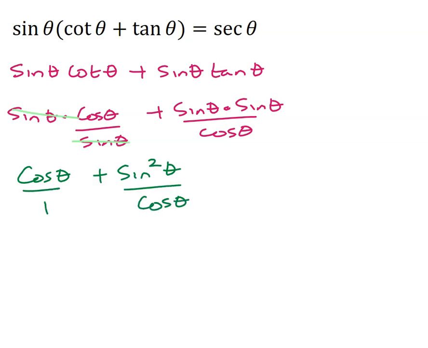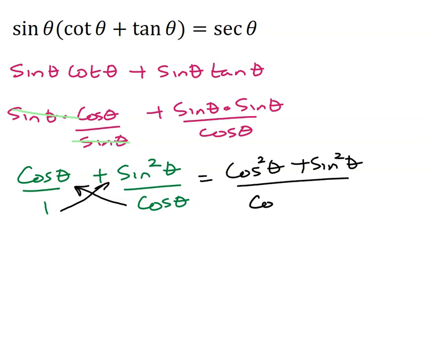So now let's go ahead and do some math here. So this is going to be equal to cosine squared theta, then we have this right here, plus sine squared theta divided by cosine theta. This is going to be 1 over cosine theta, which is going to give you secant theta.